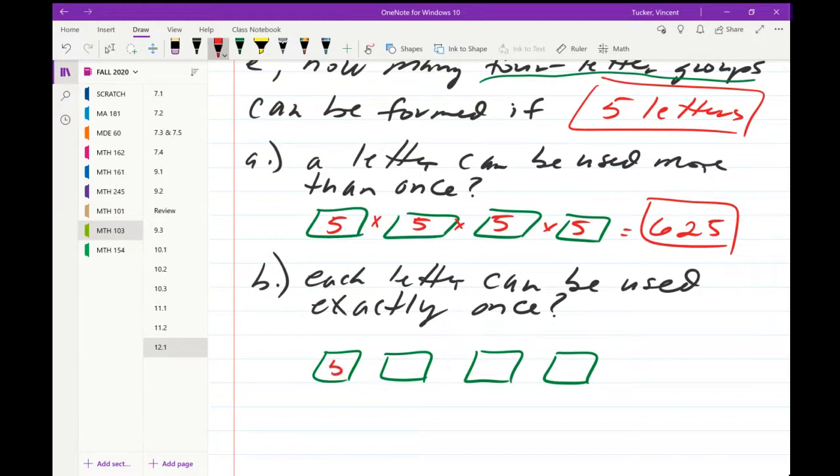Looking at B, the difference here is that you can only use each letter exactly once. So I have 5 letters to choose from. In that first box, we have a 5. I use one and I can only use it once. When I get to the second one, I have 4 choices. Once I get to the third, I have 3. And then the last one, I have 2 choices. Multiply those together, that's 120.